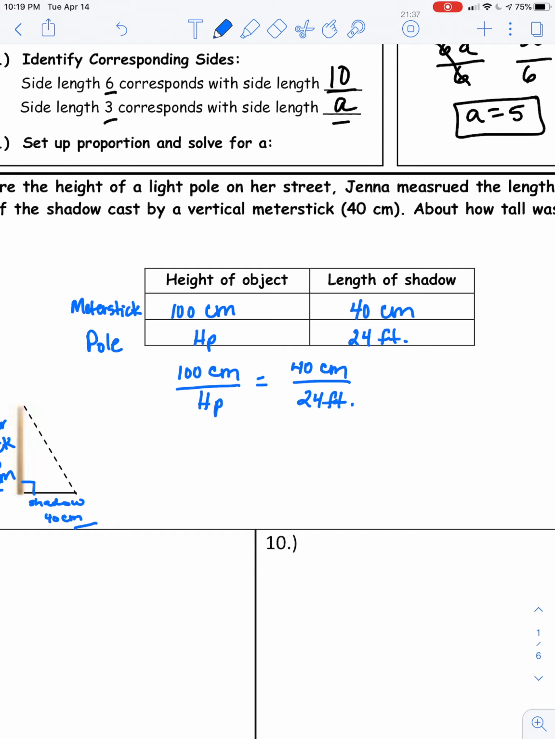We're going to do cross products here. So I'm going to have 40 centimeters HP when I do it this way. And then we do the other way, equals 2,400. Whoops, excuse me, I don't want to put that there yet, sorry. Let's write down what we're actually multiplying here: 24 feet times 100 centimeters. Now I want to isolate my variable of HP, so I'm going to have to divide both sides by 40 centimeters.